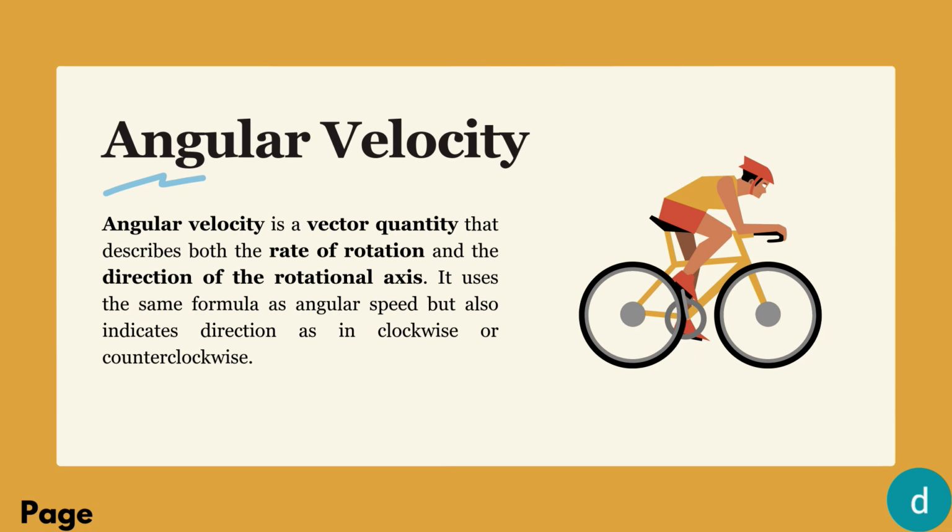First, my name is Diluvia Natunga Alexander Linggi, and I will be explaining about angular velocity. Angular velocity is a vector quantity that describes both the rate of rotation and the direction of the rotational axis. It uses the same formula as angular speed, but also indicates direction, as in clockwise or counterclockwise.